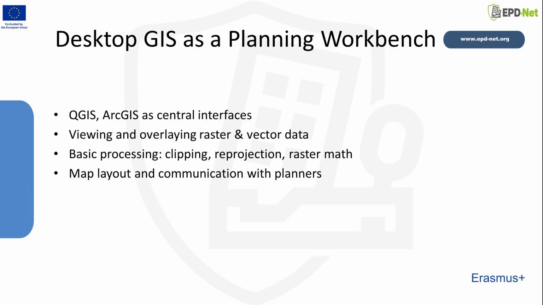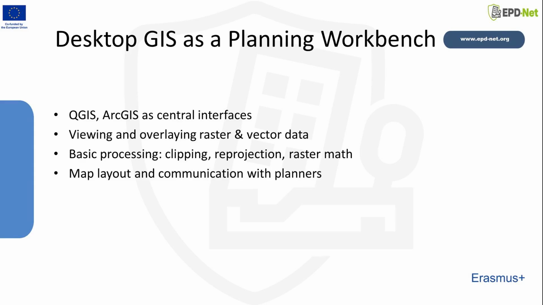We highlight desktop GIS platforms, such as QGIS and ArcGIS, as the main workbenches where remote sensing outputs are combined with other spatial data for planning. We explain that GIS software allows users to visualize satellite imagery, derived rasters, and vector layers, such as roads, parcels, or administrative boundaries, in a common coordinate reference system.